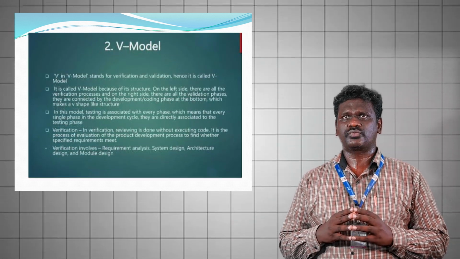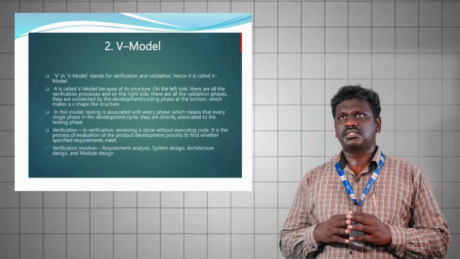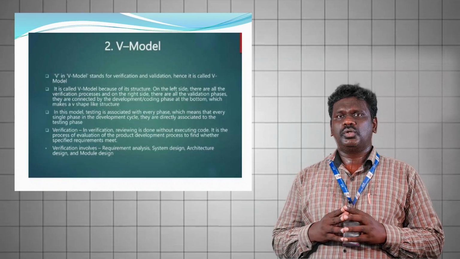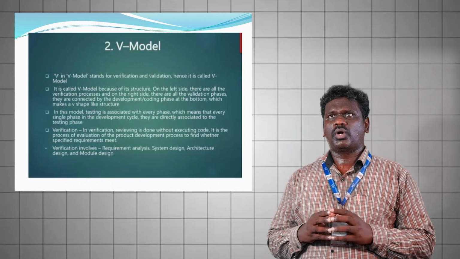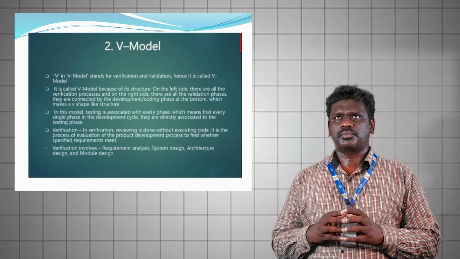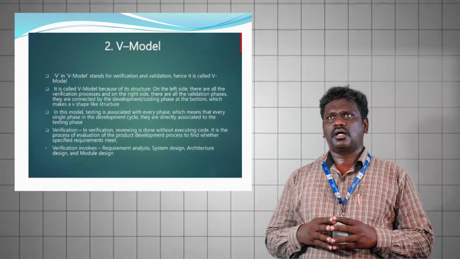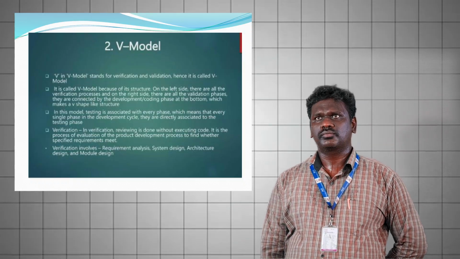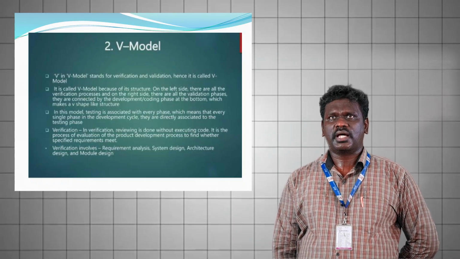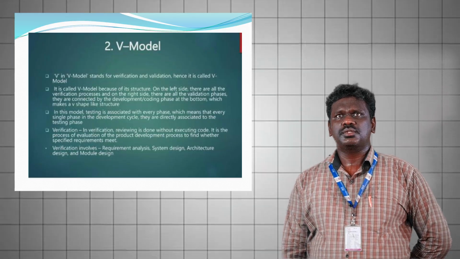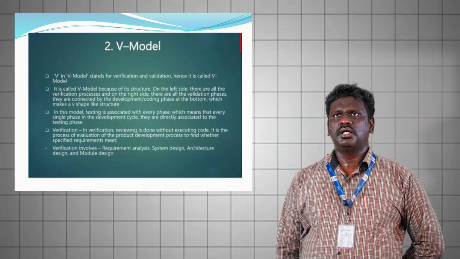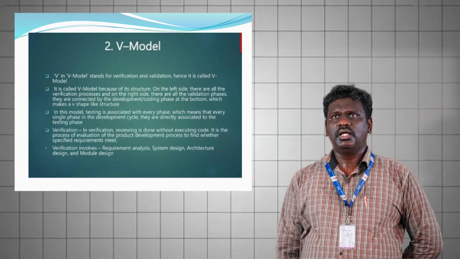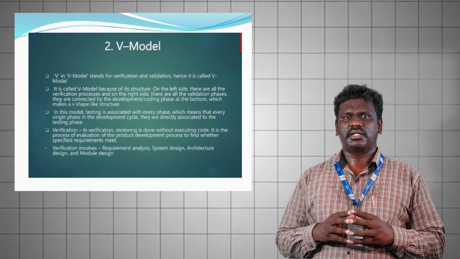V stands for verification and validation, hence it is called the V model. It is also called V model because of its structure, which looks like the alphabetical letter V. On the left side are all the verification processes, and on the right side are all the validation phases. They are connected by the development or coding phase at the bottom, which makes a V-shaped structure. In this model, testing is associated with every phase, which means that every single phase in the development cycle is directly associated with a testing phase.